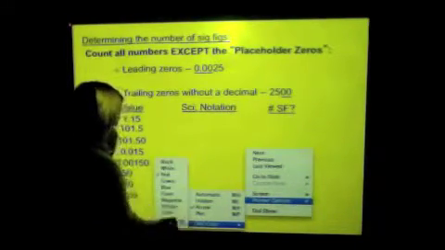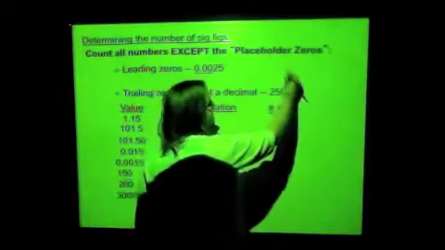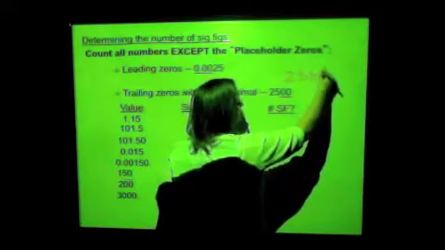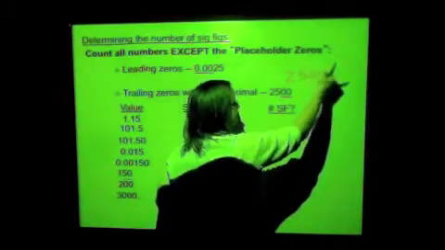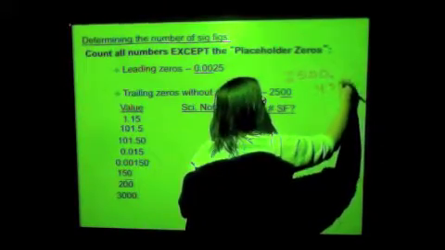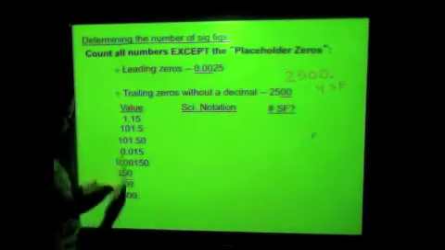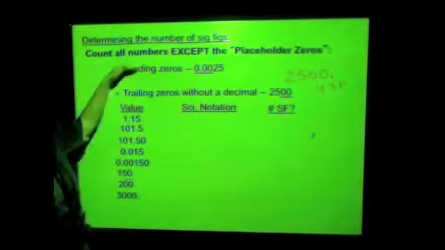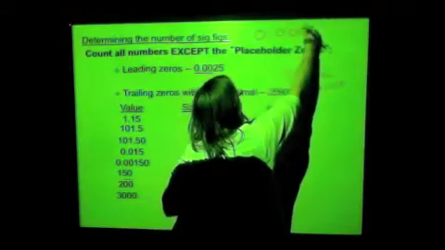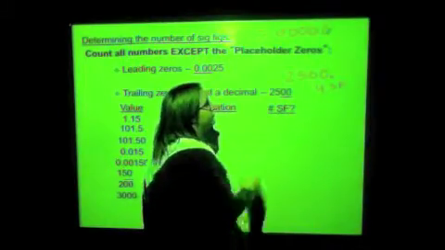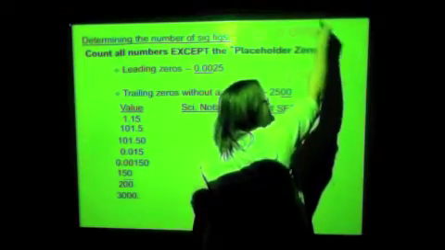For instance, I could change this to 2500 with a decimal, and that makes 1, 2, 3, 4 sig figs. Here again, we're going to go through some more examples. Leading zeros never count. I don't care if you have 50 million zeros, you do not count anything until you hit that non-zero number. So that's 1 sig fig.